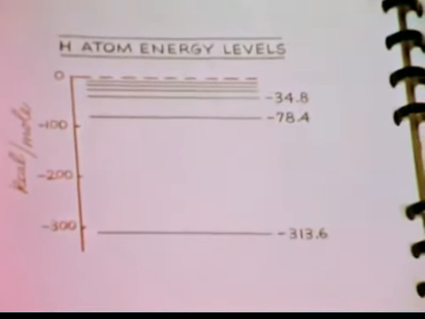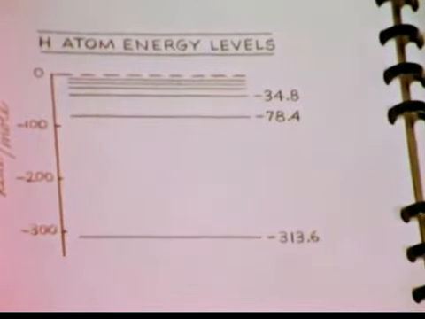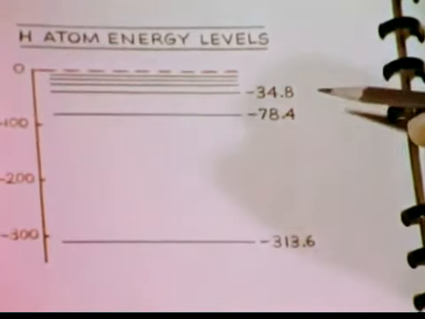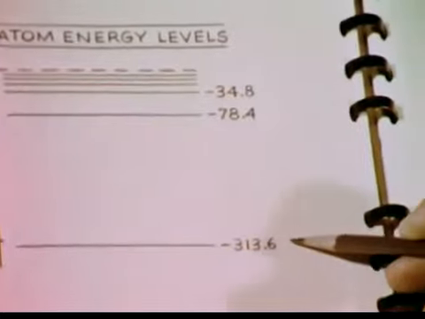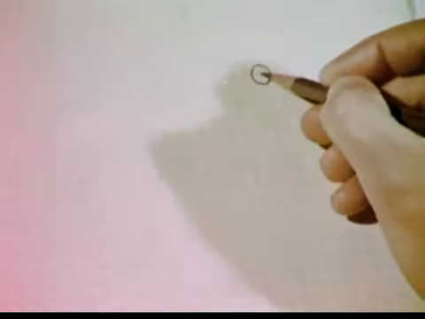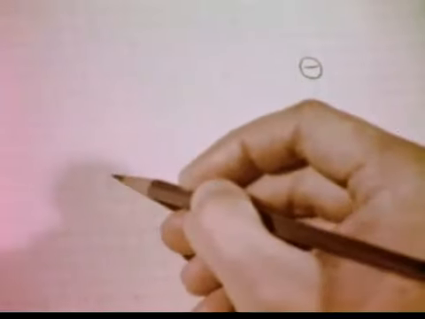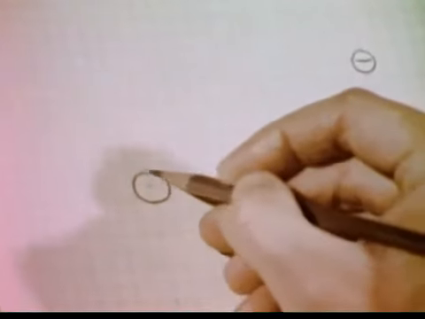But how can we explain the fact that the energy of a hydrogen atom has only these certain values? We begin with a simple picture of the hydrogen atom. At any given instant, the electron is separated from the proton by some distance, r.